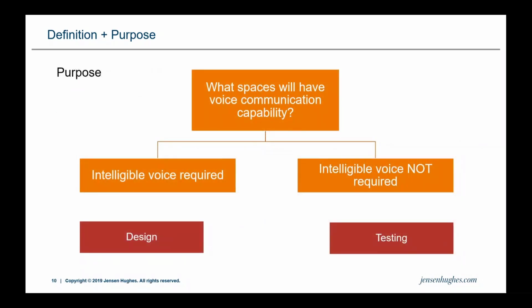Now, before we look at a few examples of what we're talking about, we need to remember the purpose of an acoustically distinguishable space. The whole purpose is to define what spaces will have voice communication capability, and of those spaces, which will require full intelligibility and which will require something less than that, either no intelligibility or some lesser form of intelligible voice.